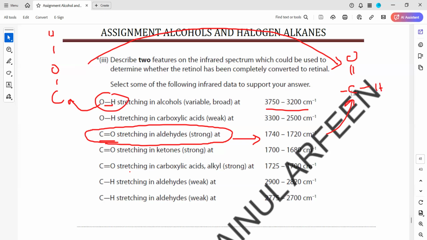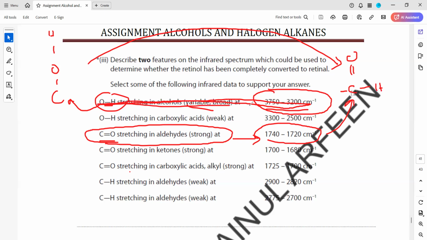What are the two features exactly that you have to mention? Number one, initially we will have the peak. Because it's an alcohol, we'll have a peak from 1750 to 3200. During the reaction, another peak will appear from 1740 to 1720. And then once the reaction has completed, this peak will disappear. Why will this disappear? Because the alcohol has been converted. So we won't have a peak of OH, we'll have only the peak of C double bonded with O.